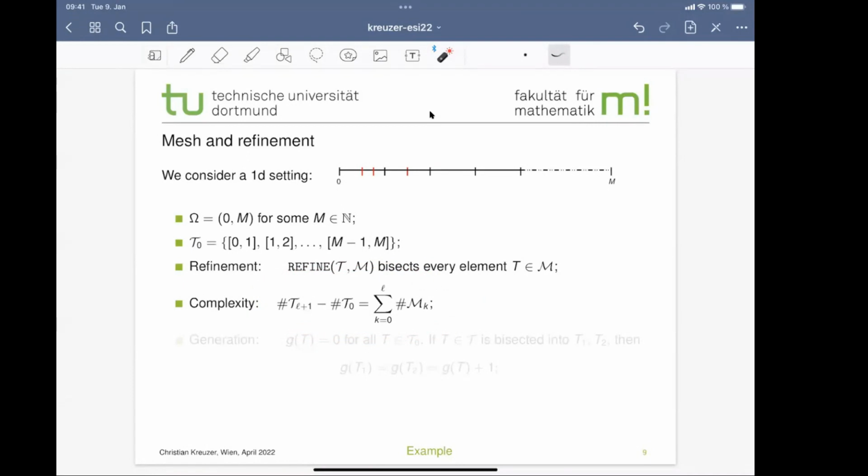In addition, I would like to introduce here also some common notation in refinement, the generation of an element. If an element is in the initial triangulation, I say that it has generation 0. If I refine it, then the children have generation of the parent plus 1.